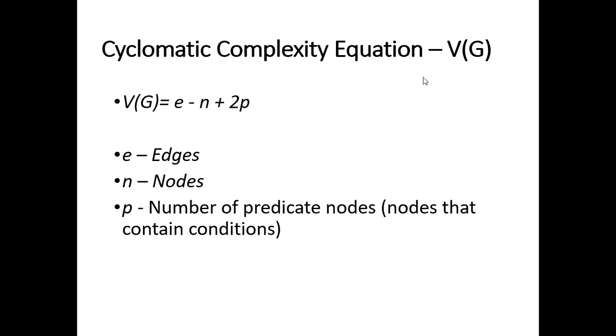So if we talk about the equation for calculating cyclomatic complexity, right? Vg equals E minus N plus 2P. E represents edges, N represents nodes, P is the number of predicate nodes. It means conditions, if else, those kinds of nodes which have decision points or condition points, right?